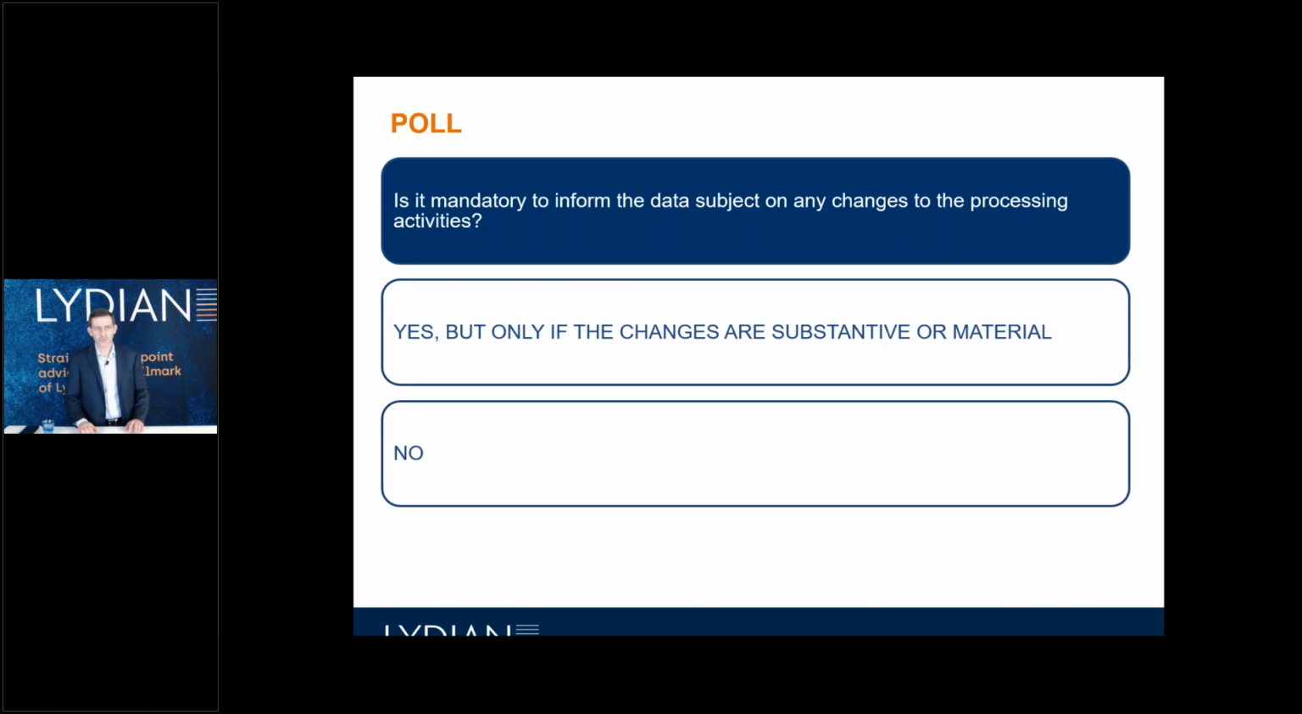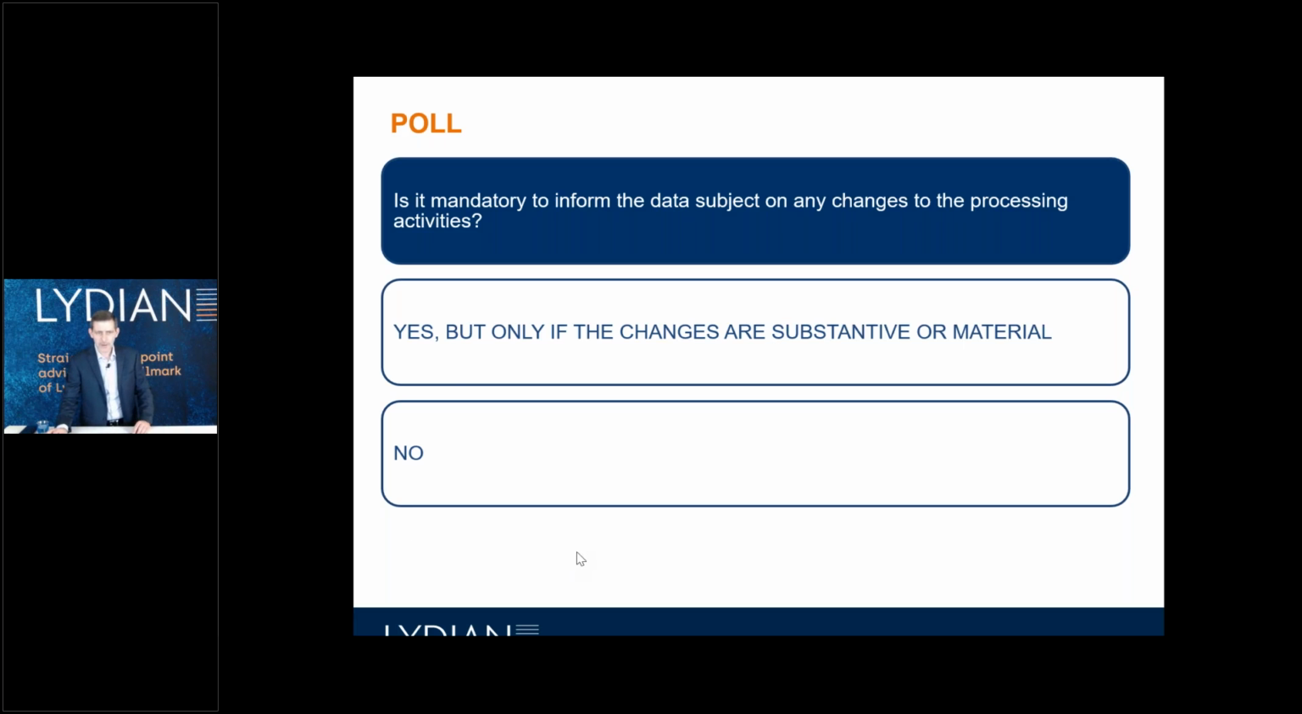That brings us to the second poll of today. The question is: is it mandatory to inform the data subject of any changes to the processing activities? The possible answers are: yes, but only if the changes are substantive or material, or just no. Thank you for completing the poll.